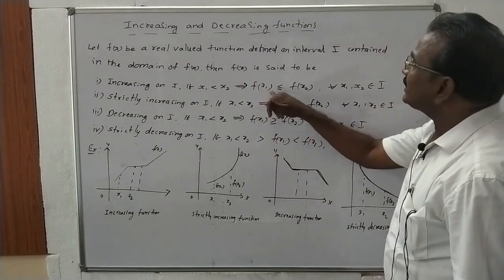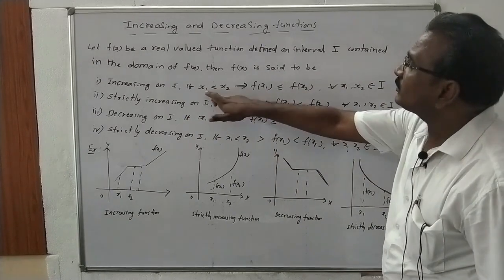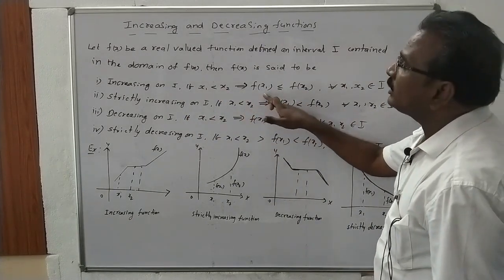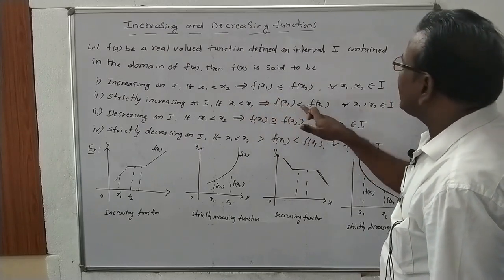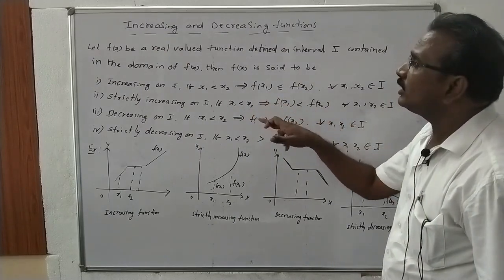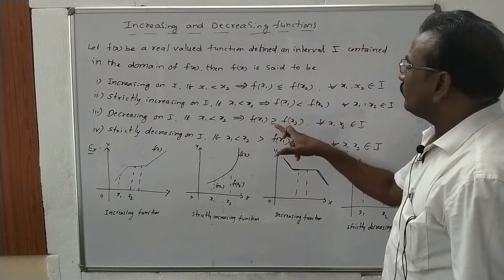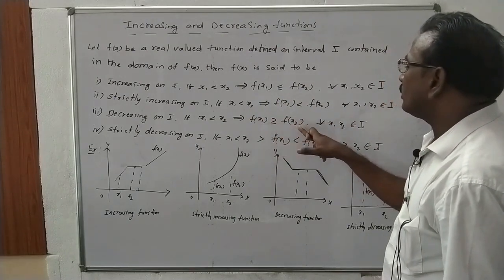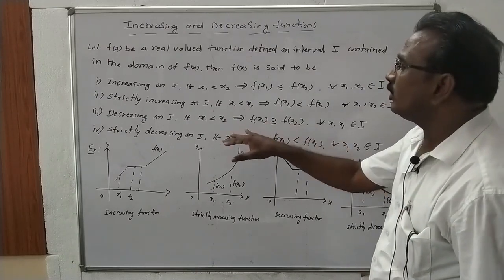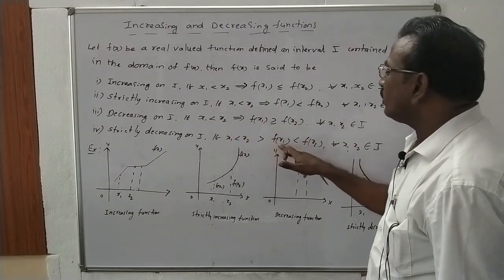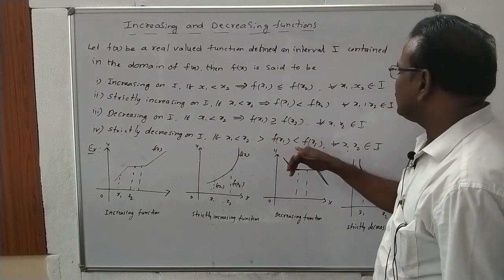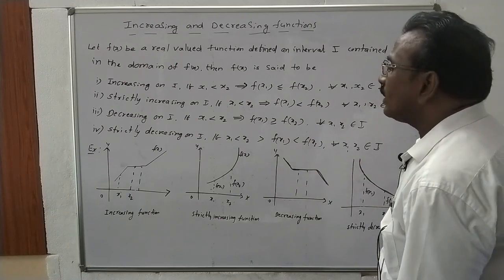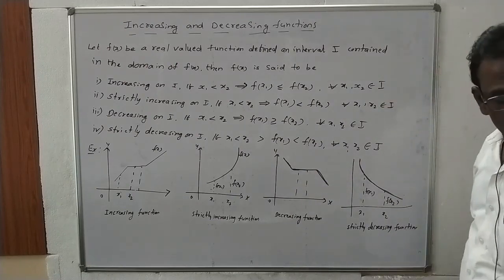So f of x1 is less than or equal to f of x2 if x1 is less than x2: the function is said to be an increasing function. If the first height is strictly less than the second height, the function is strictly increasing. If the height of the graph at the first point is greater than or equal to the height of the graph at the second point, the function is said to be decreasing. If the height of the graph at the first point is strictly greater than the height of the graph at the second point x2, the function is said to be strictly decreasing on the given interval I.